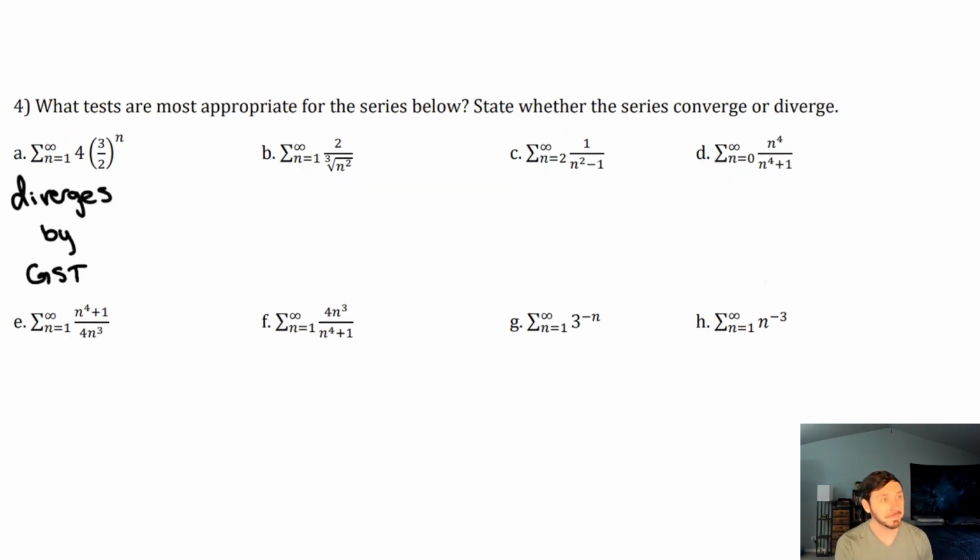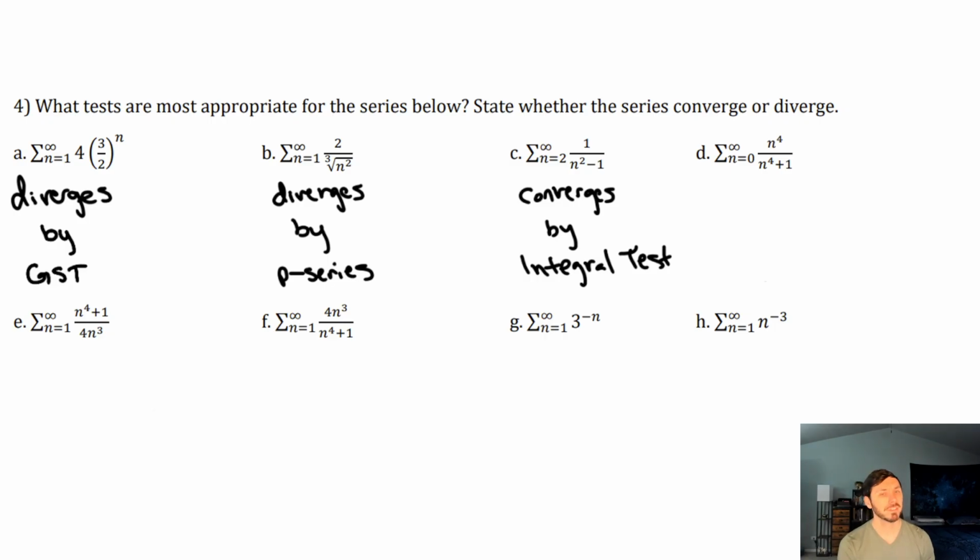For the first one, it's divergent by the geometric series test. Our r value is greater than 1. Next one, it's divergent by p-series. So it's a p-value of 2/3, which is less than 1. C, give it a go. This one converges by the integral test.